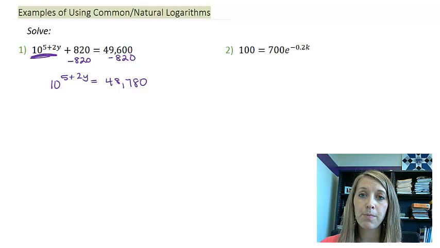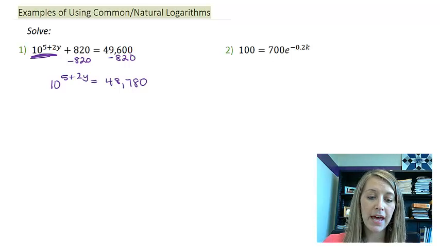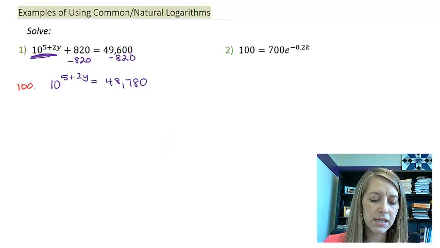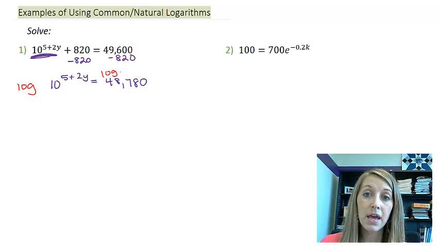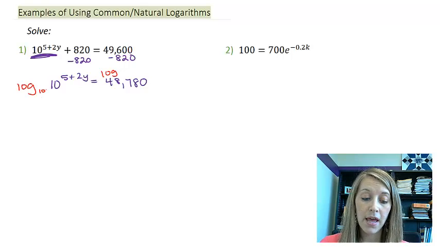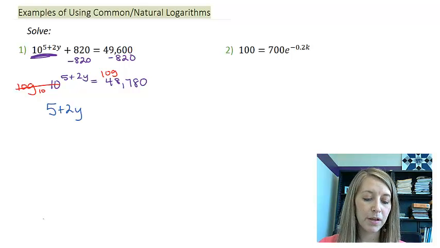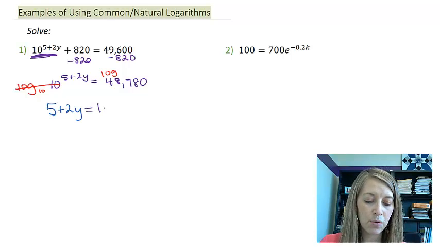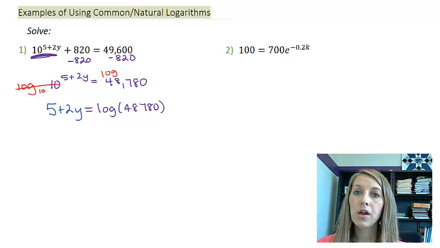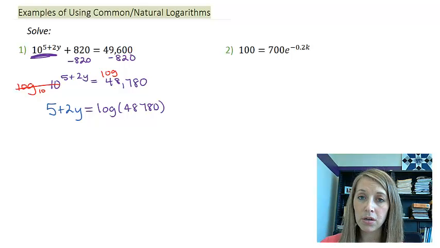Now, I can solve this by taking log of both sides, which we've seen a couple of examples of, or I can convert it into the logarithmic format. This one is going to be super easy because if I did either one of these, in this case I'm just going to take log of both sides. This is going to be log base 10, and so on the left, if I have log base 10 of 10, I know that those automatically cancel out. And so I'm just left with the exponent on the left, 5 plus 2y, and on the right, that is equal to log of 48,780.